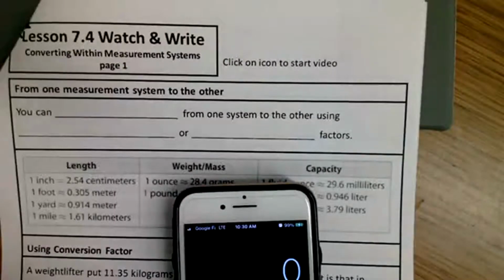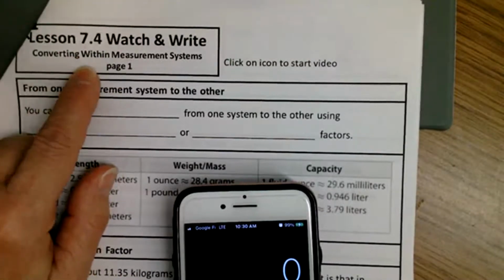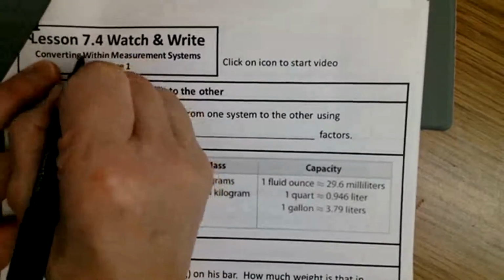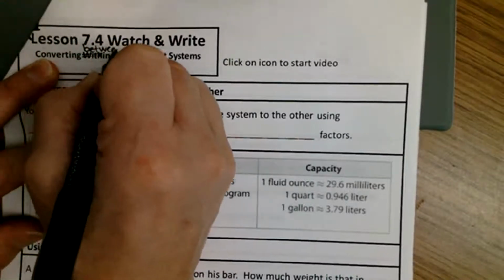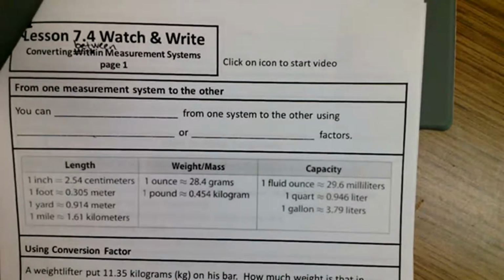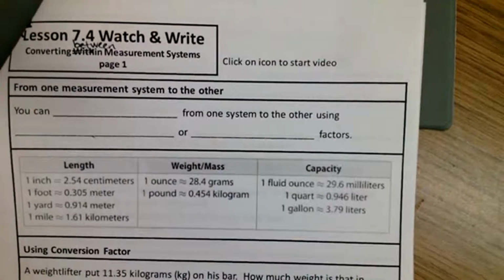Okay, we are now in lesson 7.4. We're going to convert between measurement systems. So we're going back and forth between the two measurement systems. Remember, there's the customary measurement system, or sometimes we call that the imperial system, and there's also the metric system. And sometimes we need to convert a measurement from one system to the other system. And that's what this lesson is about.